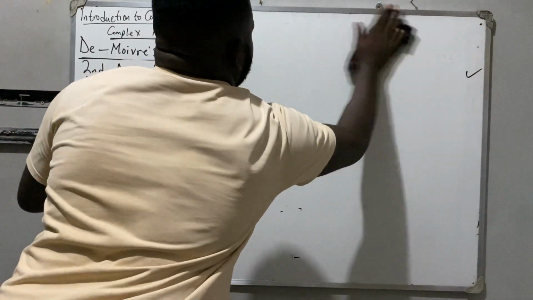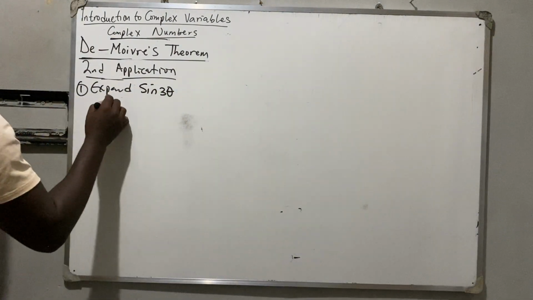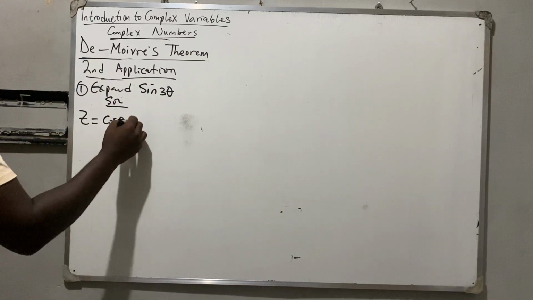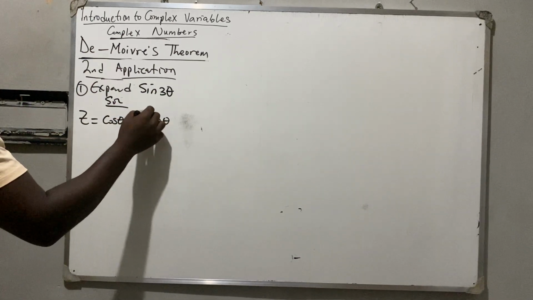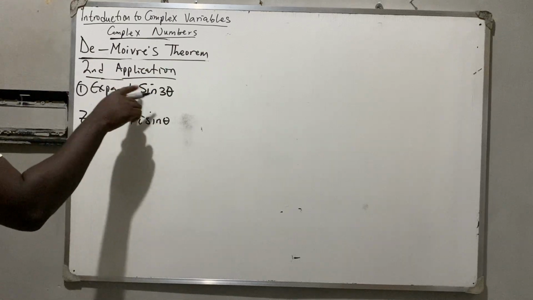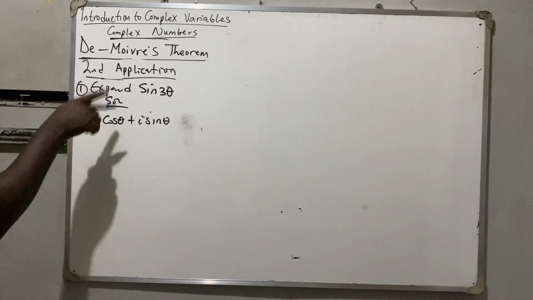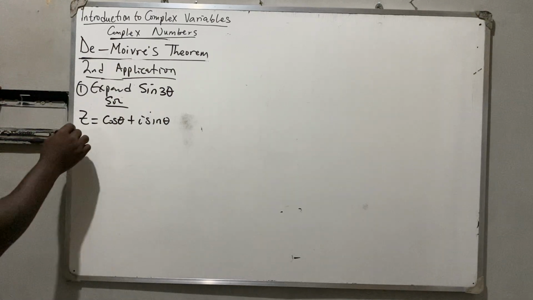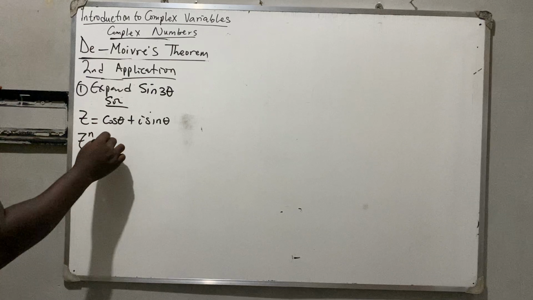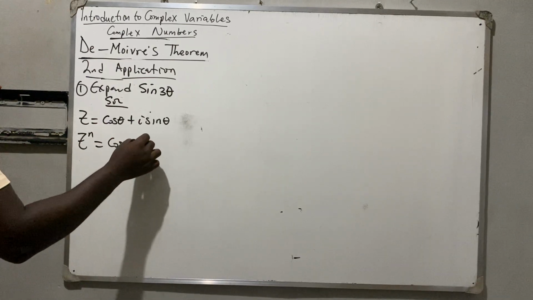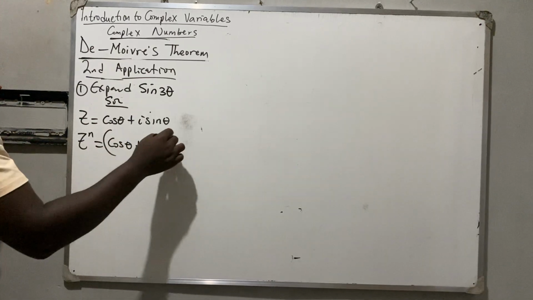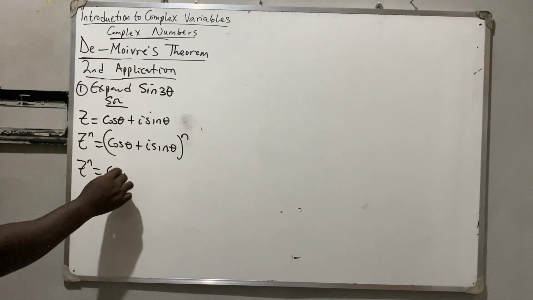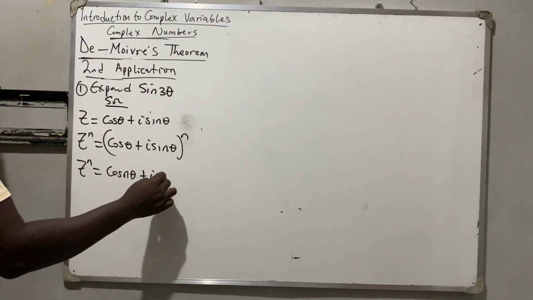So we know that z is equal to cos theta plus I sine theta. Remember that r is supposed to be here, but since we are doing this expansion, we are taking r to be 1. That's why we are ignoring it. It is not necessary in this part. Now we know that z raised to power n is cos theta plus I sine theta raised to power n, which is cos n theta plus I sine n theta.